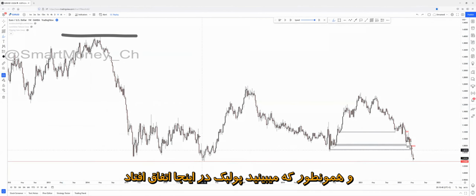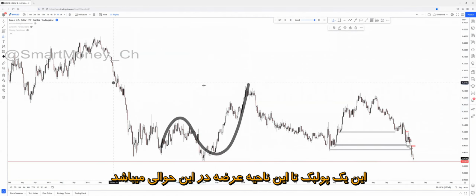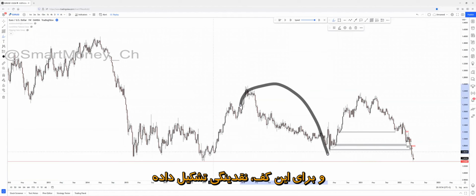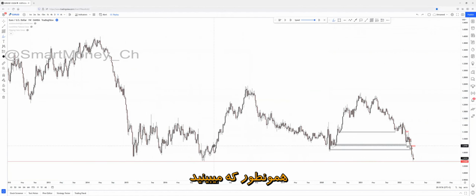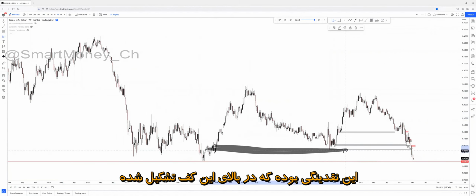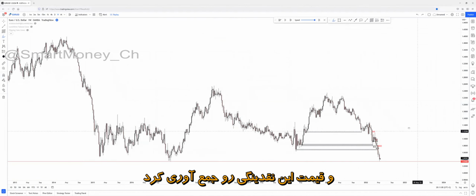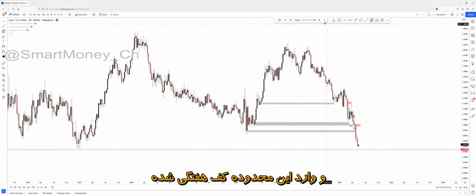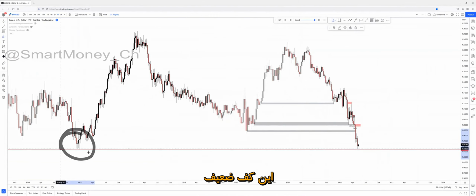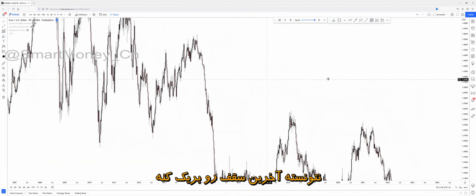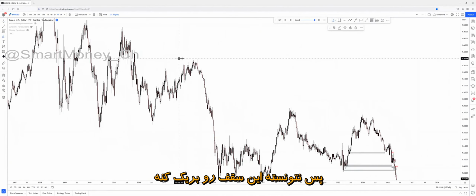And as you can see, the pullback has happened here, a pullback to some supply area in this region. This supply area couldn't break below the last recent low point, and created liquidity for this low point. Price has just swept this liquidity and stepped into this weekly low point, because this weekly low point couldn't break above the last recent high point.